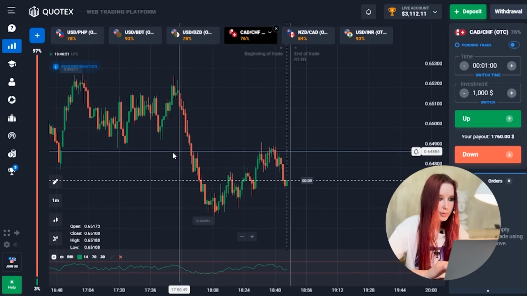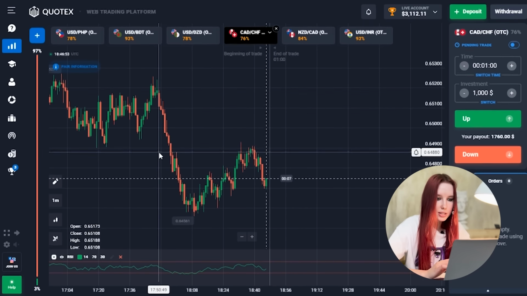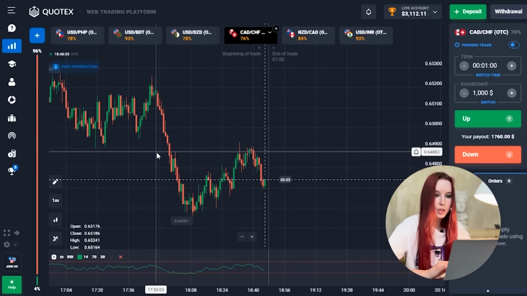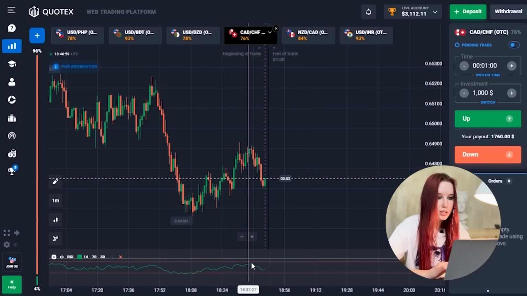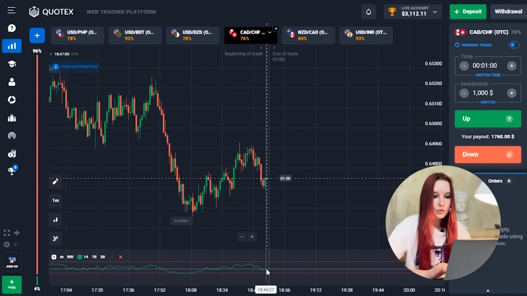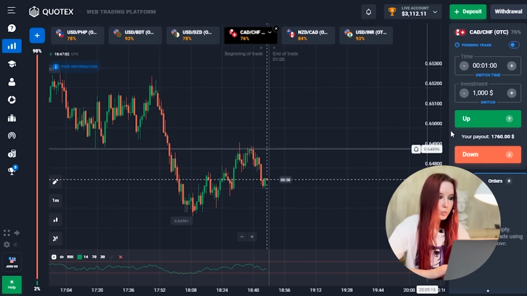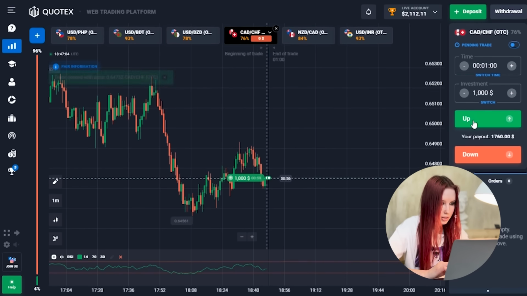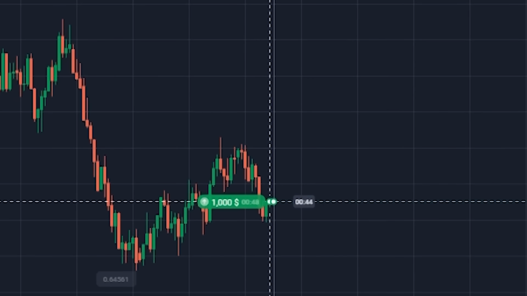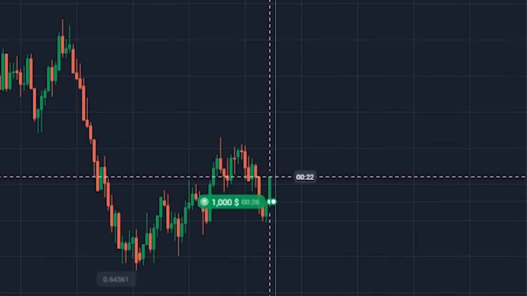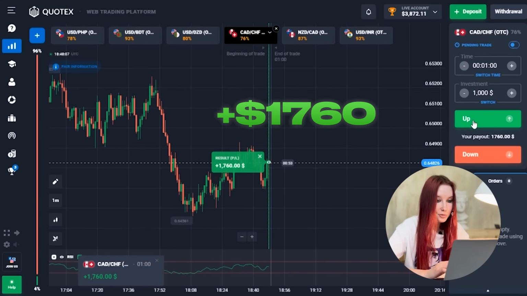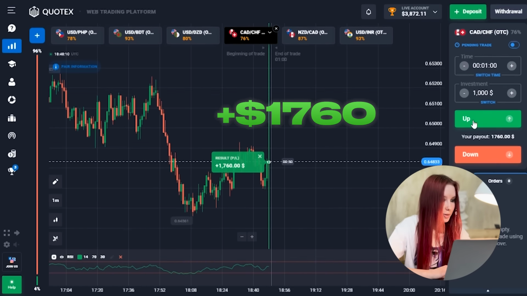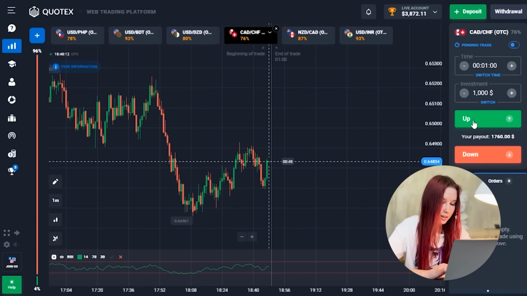On this currency pair, we see that the price is starting a correction. And if we draw an imaginary line, we can see that the price is at the support level. So I want to open a trade with $1,000 up here. Great, my trade is winning again, and here the price has reached the support level again.